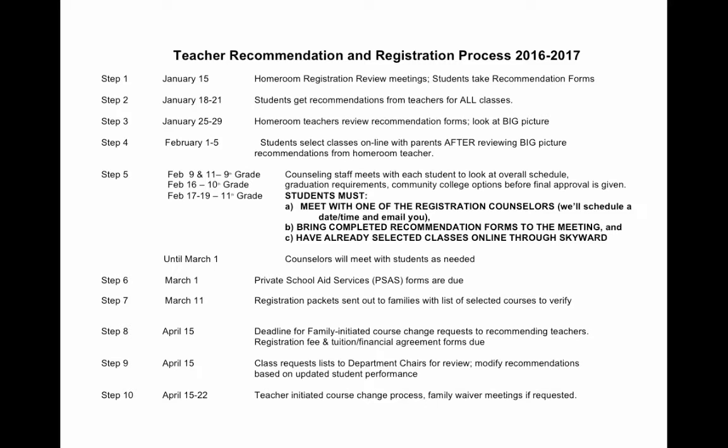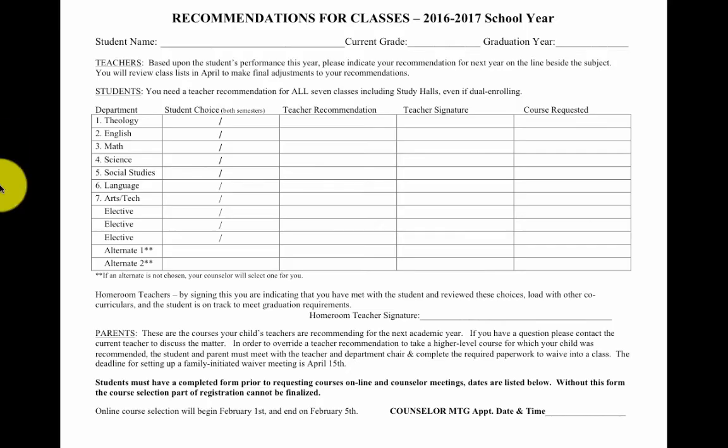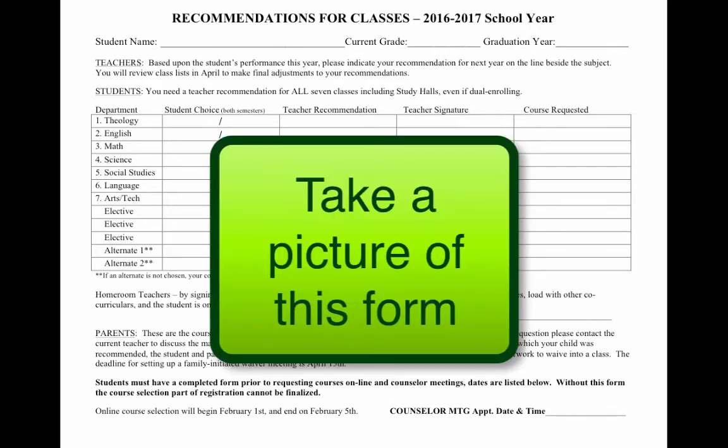The homeroom teacher will sign it, and then you and the homeroom teacher should each take a picture of it. The homeroom teacher will read this part here, verifying you've made any changes in your student choice column, looking at the teacher recommendations and that big picture. Then the homeroom teacher will say, yep, we've talked about graduation requirements and the big picture, so we're good to go. But we want you and the homeroom teacher to take a picture of this form when it's done, so that you have a copy of it and we have a copy of it.